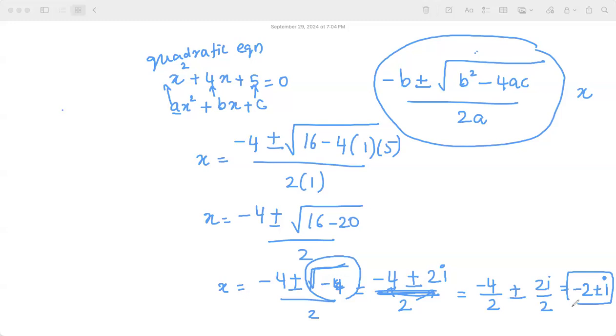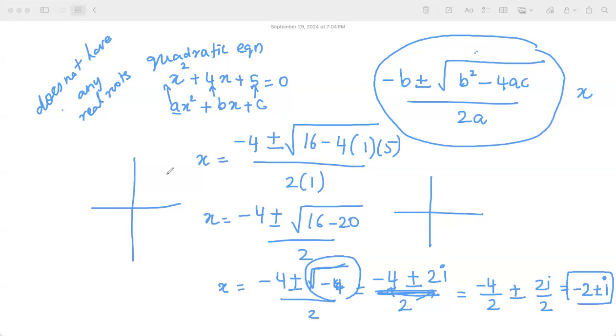So basically, what is the root? See, this quadratic equation does not have any real roots. Why do we say that? When I plot this quadratic function as a graph, the root is minus 2, minus 2 is here, plus i is somewhere here. So basically, the quadratic function goes like this. It doesn't even touch the x-axis. Only when the quadratic function touches the x-axis is it said to have real roots.